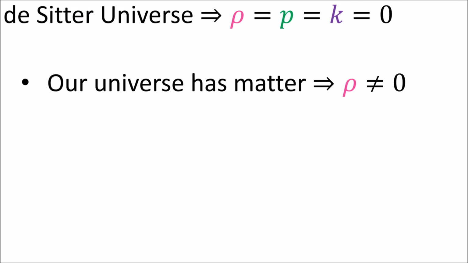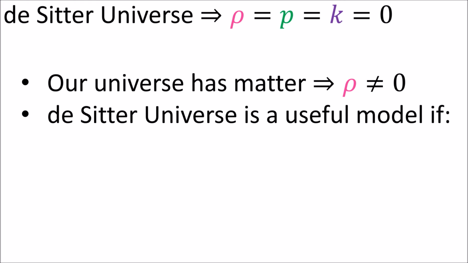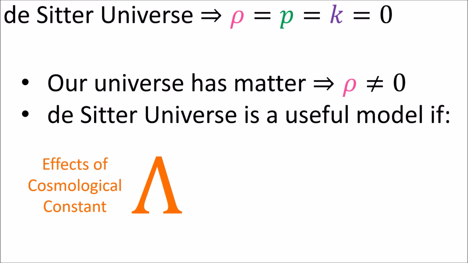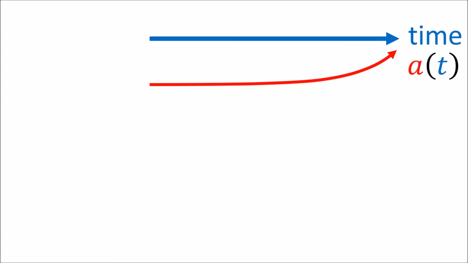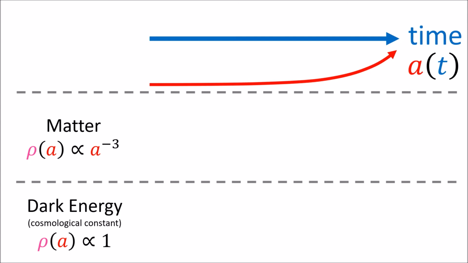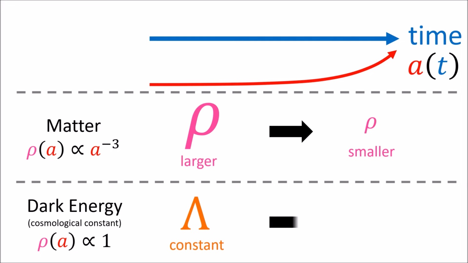Now, even though our universe obviously has matter in it, the de Sitter universe can be a useful model for a universe that does have matter, but where the cosmological constant, or dark energy, heavily dominates to the point where the existing matter is negligible on cosmological scales. And since the most recent evidence says that the universe's expansion is accelerating, the mass density of the universe will become smaller and smaller over time, whereas the cosmological constant will remain the same.